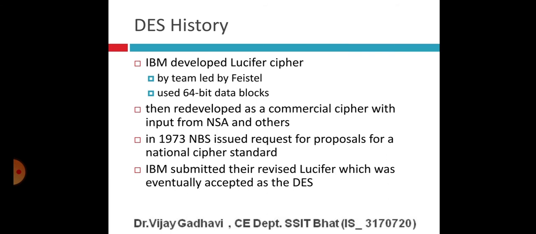This is all about the history: who developed it, how many bits the key and the block use, how it was developed, how it was redeveloped. In 1973, you can see the NBS issued a request for proposal. They needed to submit the proposal, then it was approved, and once again IBM submitted the revised Lucifer. That means this is all about the history of DES.